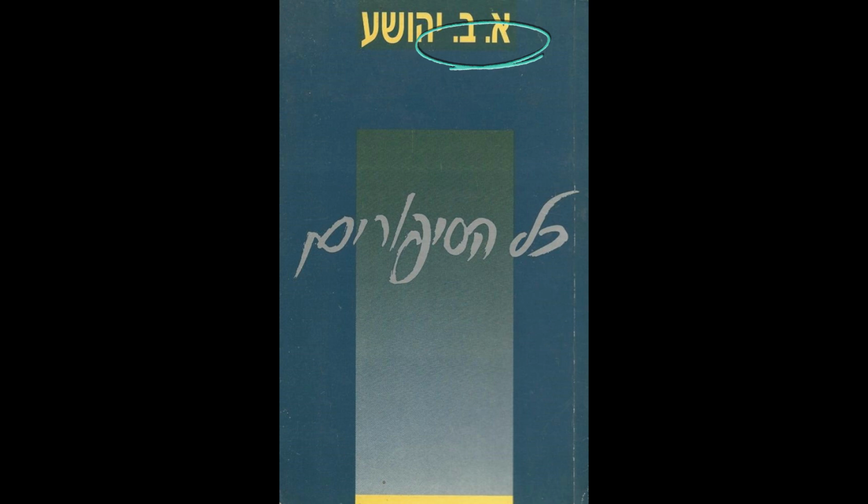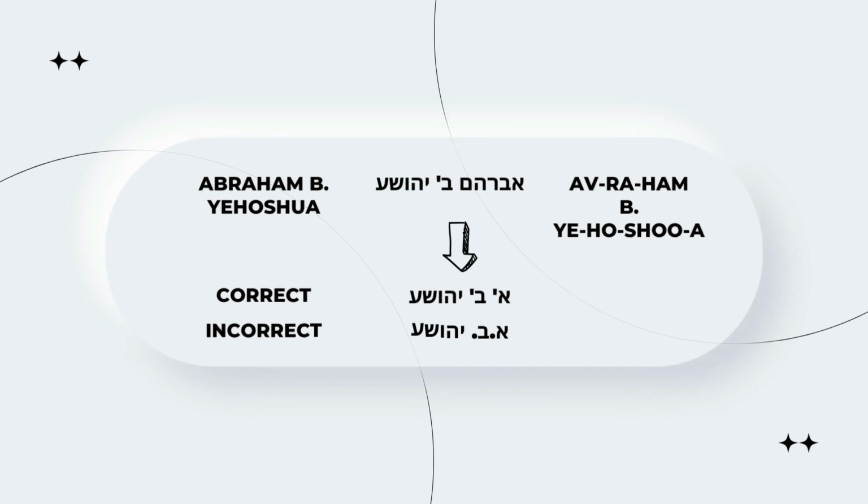We also see it quite often with names of authors, like in the case of Aleph Bet Yoshua, Avraham Bet Yoshua. The proper way to abbreviate one letter is using the geresh, and two letters using gershayim, like this, not using dots. But it is common, and so we learn it so that you know what it means and what it represents when you come across it.